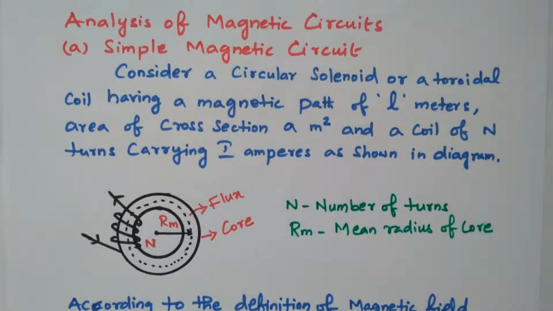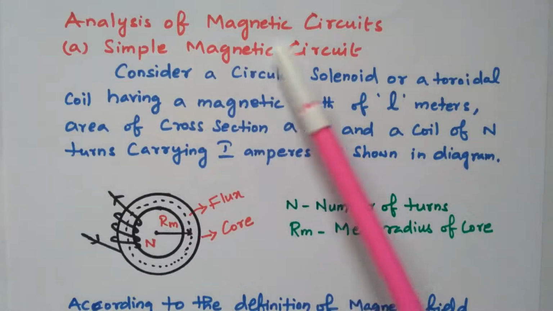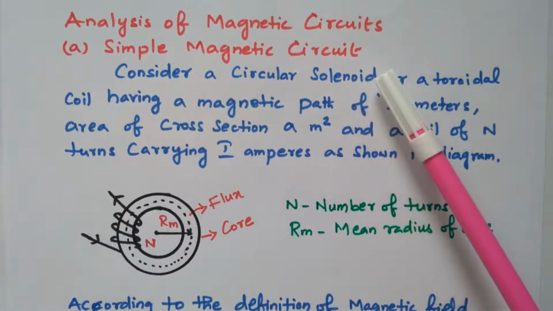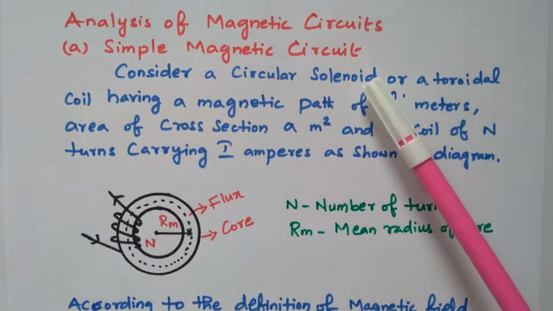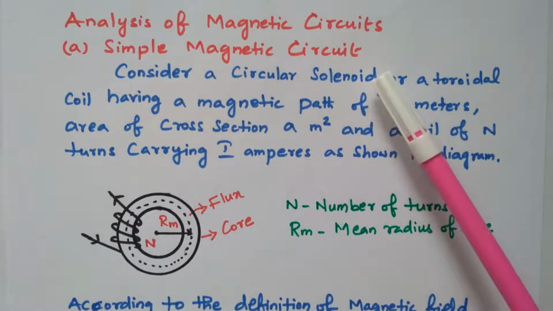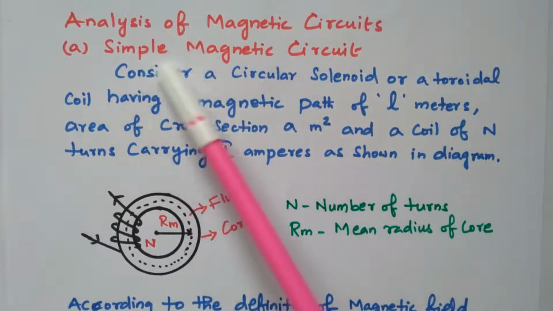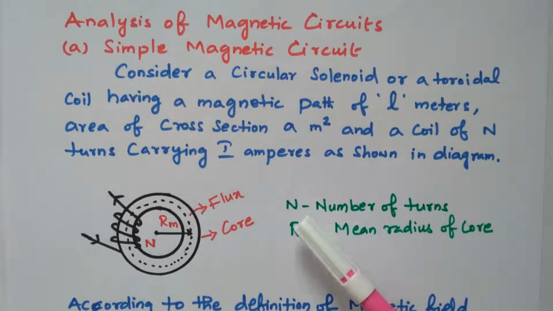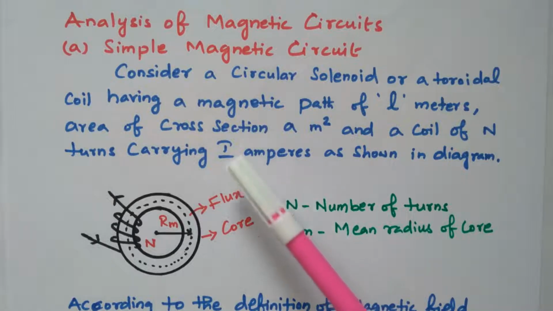Welcome viewers. In this video we'll see the analysis of the magnetic circuit. There are three different types of magnetic circuit available. One is simple magnetic circuit, series magnetic circuit and parallel magnetic circuit. First we will see the simple magnetic circuit. It is having only a single type of core, so it's called a simple magnetic circuit.